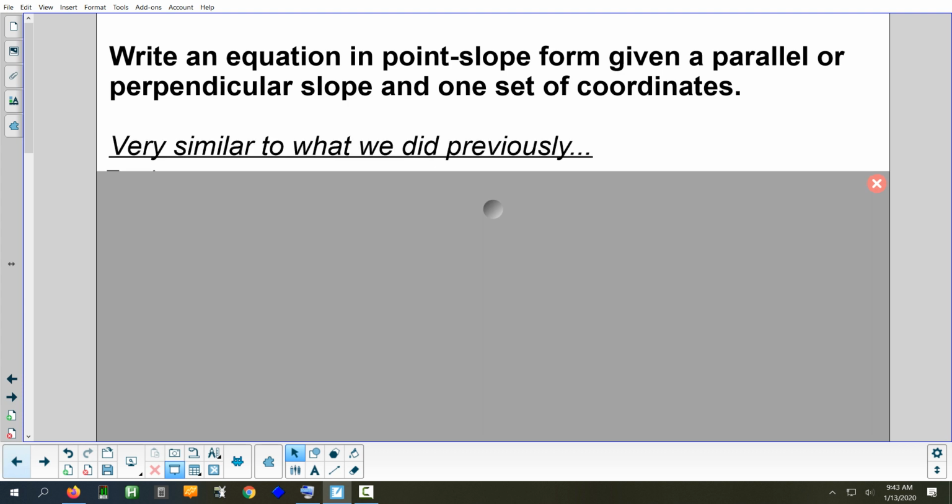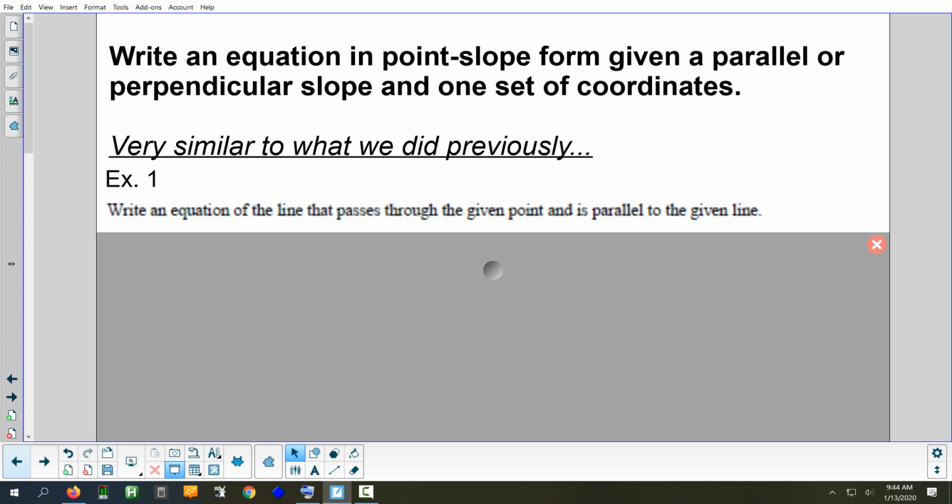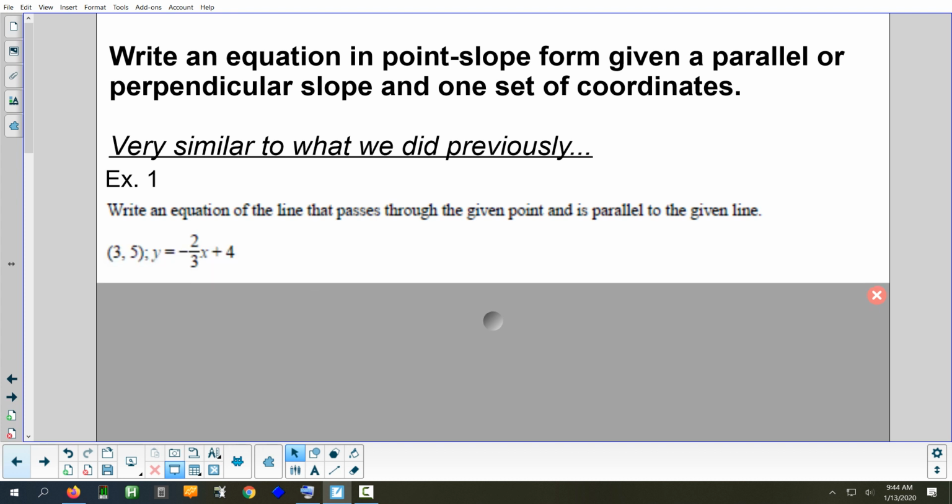Okay, so how do we write an equation in point-slope form? Today it's just going to be parallel. It says given parallel or perpendicular. We'll do perpendicular tomorrow. I know we reviewed it, we already did it, but we'll review it tomorrow. All right, so example 1, the coordinate I want you guys to write down is 3, 5. And the equation is y equals negative 2/3 x plus 4.